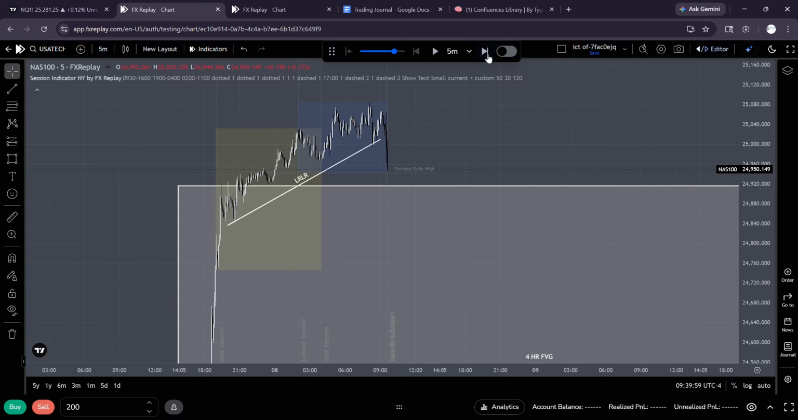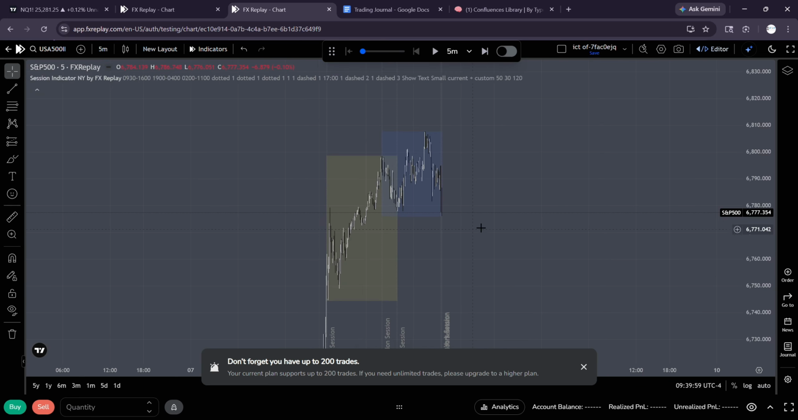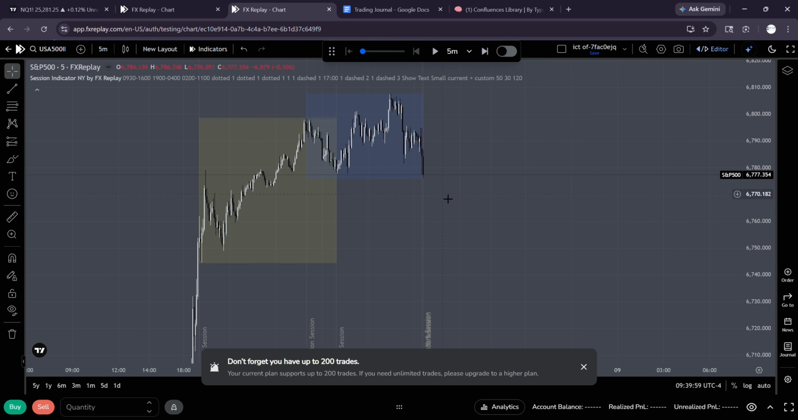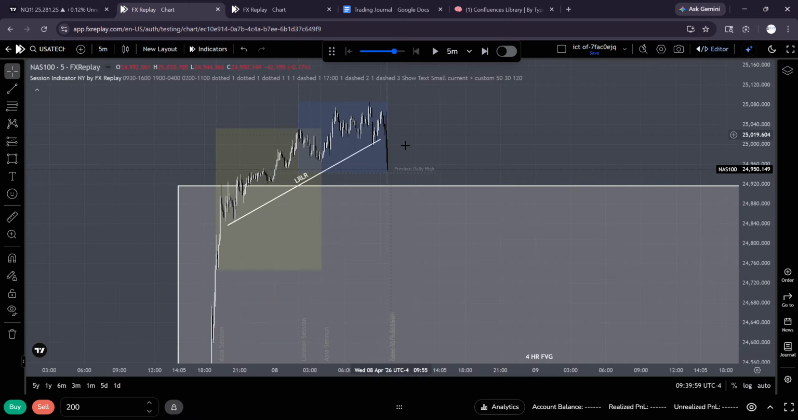So as New York opens, we just sort of manipulate down, and the S&P sort of did the same as well, and we get an SMT divergence.